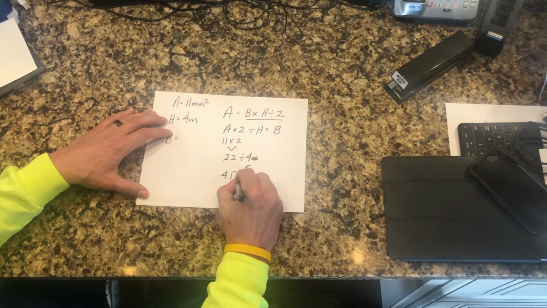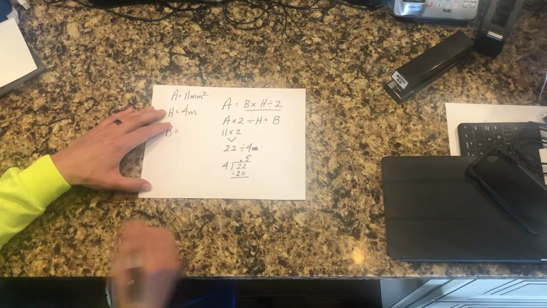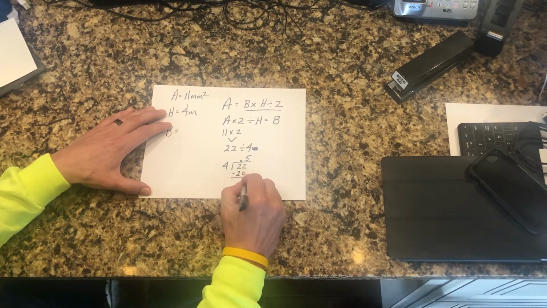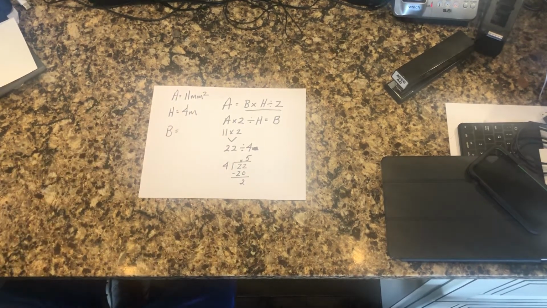5 times 4 is 20. So when I do my subtraction, 22 minus 20 equals 2. Now remember with geometry, you cannot stop. There's no remainders here. What we have to do is a decimal.